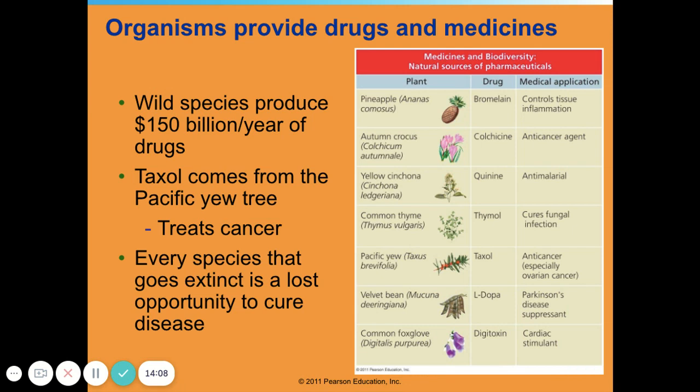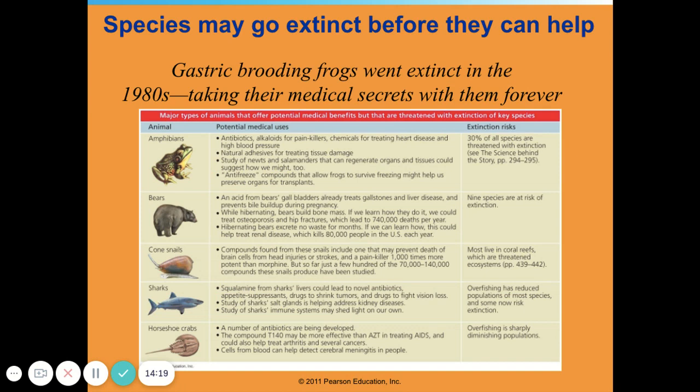We can also find cures and medicine in nature. For example, Taxol is a cancer-fighting drug that my own mother has taken as a cancer survivor. Some species have gone extinct before we could even tap into the potential resources they could have provided.